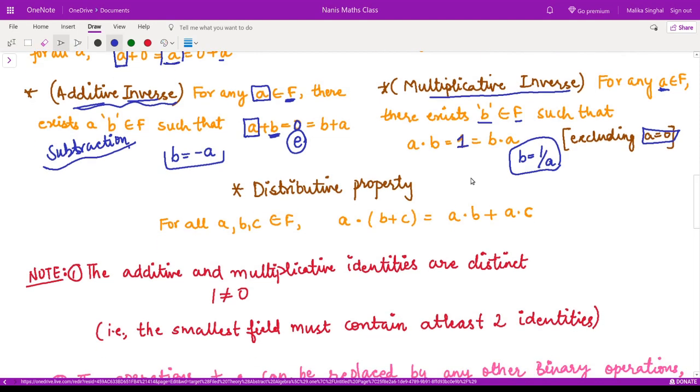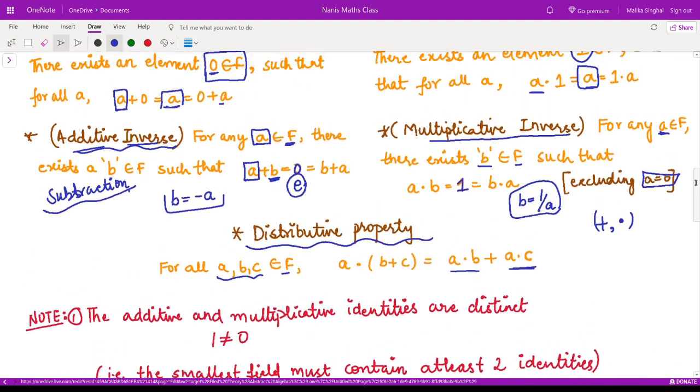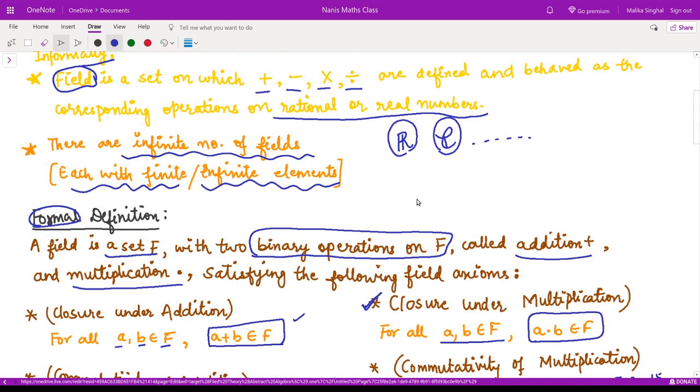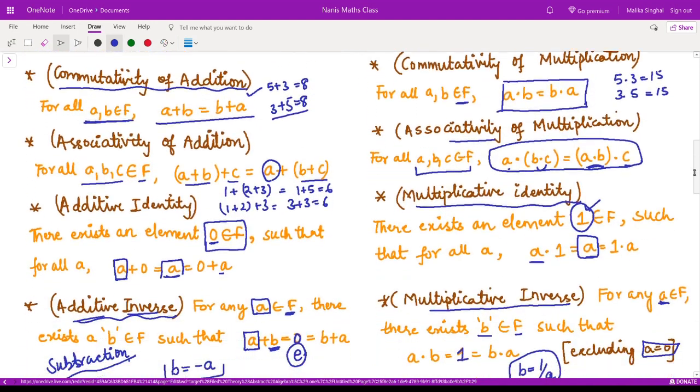So the last property is the distributive property, which combines these two operations of addition and multiplication. What is this? It says that if we have 3 elements from the set F, then a dot (b plus c) would be a dot b plus a dot c, right? So together with these properties, we have the field F. So a set F with the binary operations star and dot together with these properties is called a field, right?